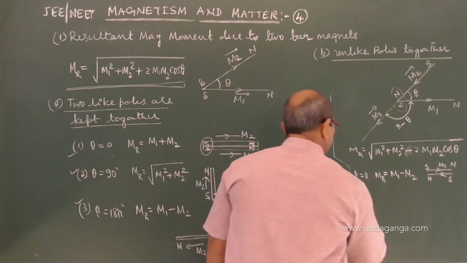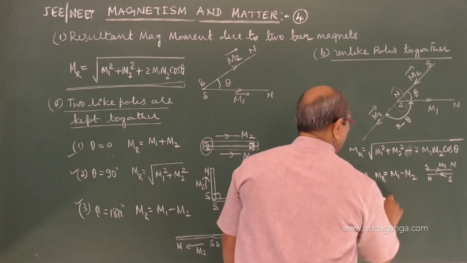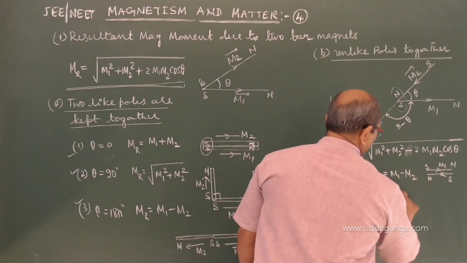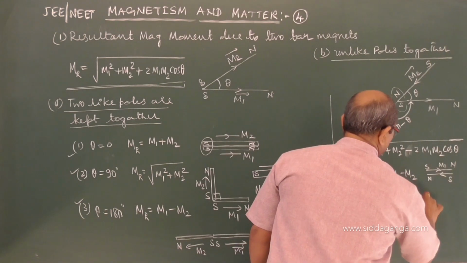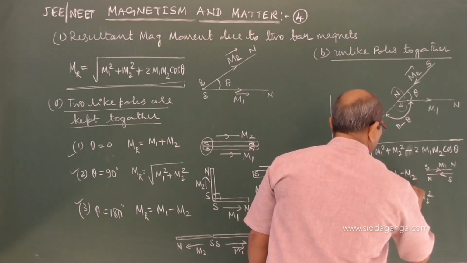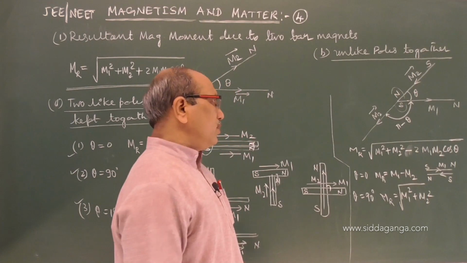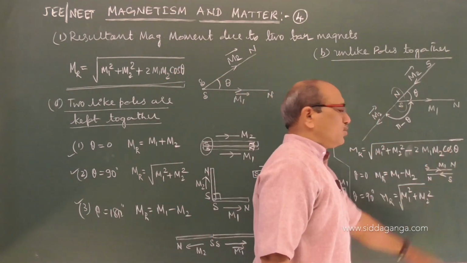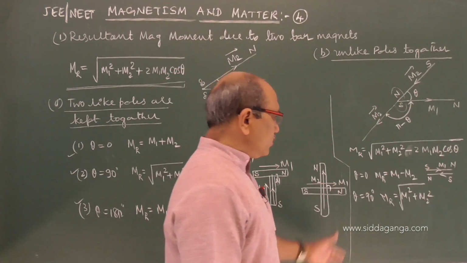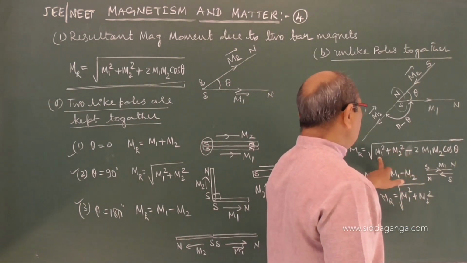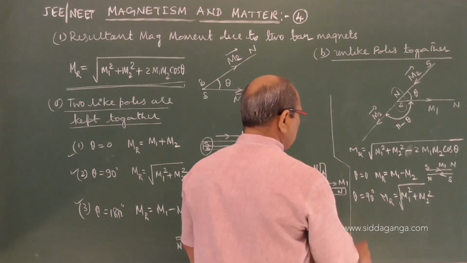And similarly, if theta is 90 degrees, no question, even MR becomes the square root of M1 square plus M2 square, similar to this case, because when theta is 90 degrees, cos 90 is 0, therefore M1 square plus M2 square remains.